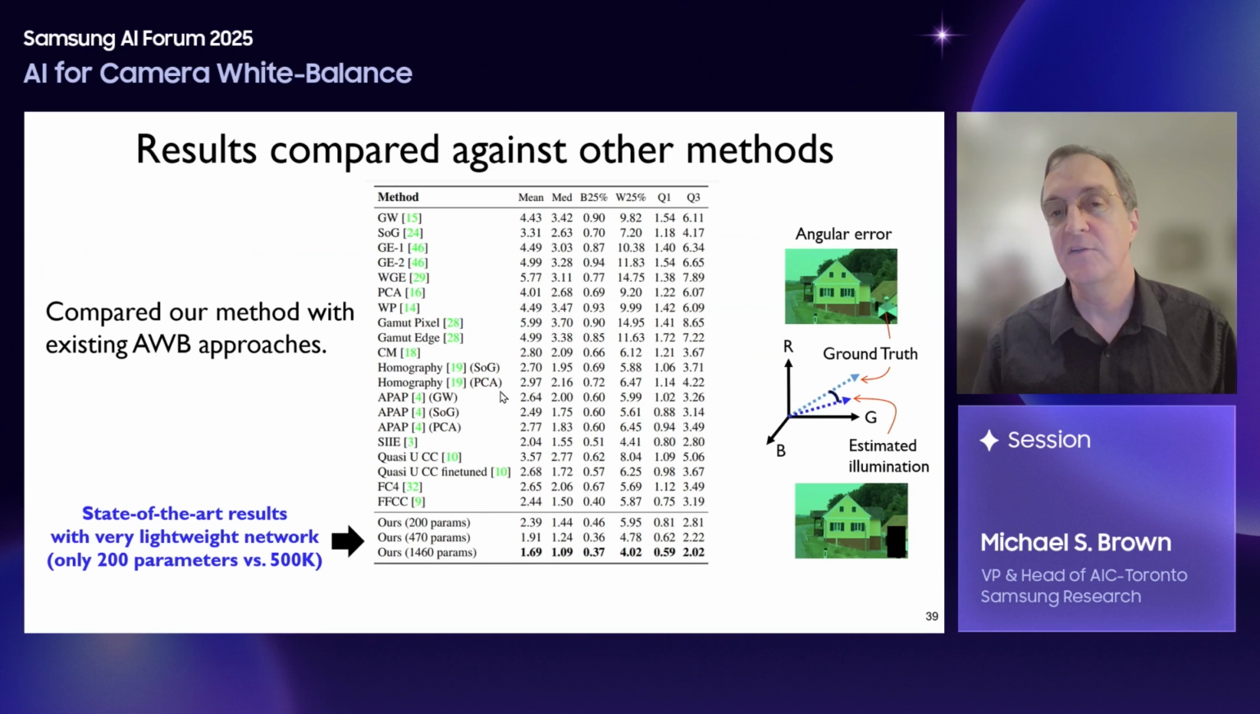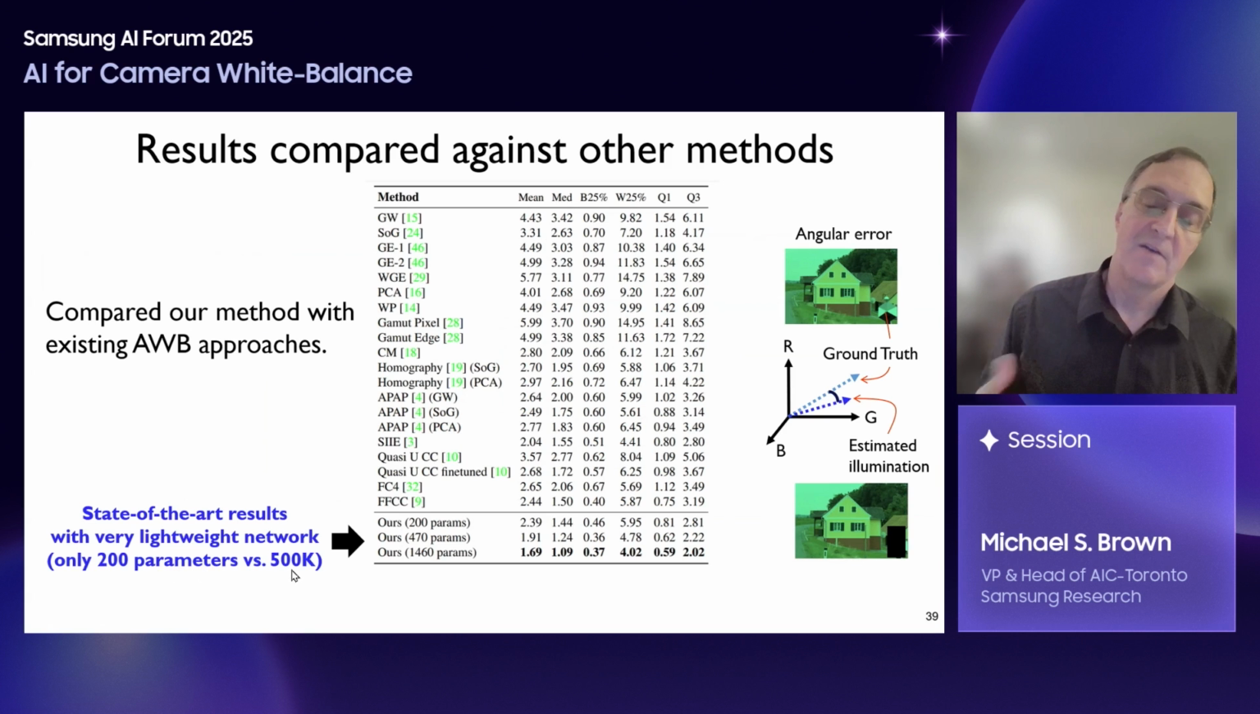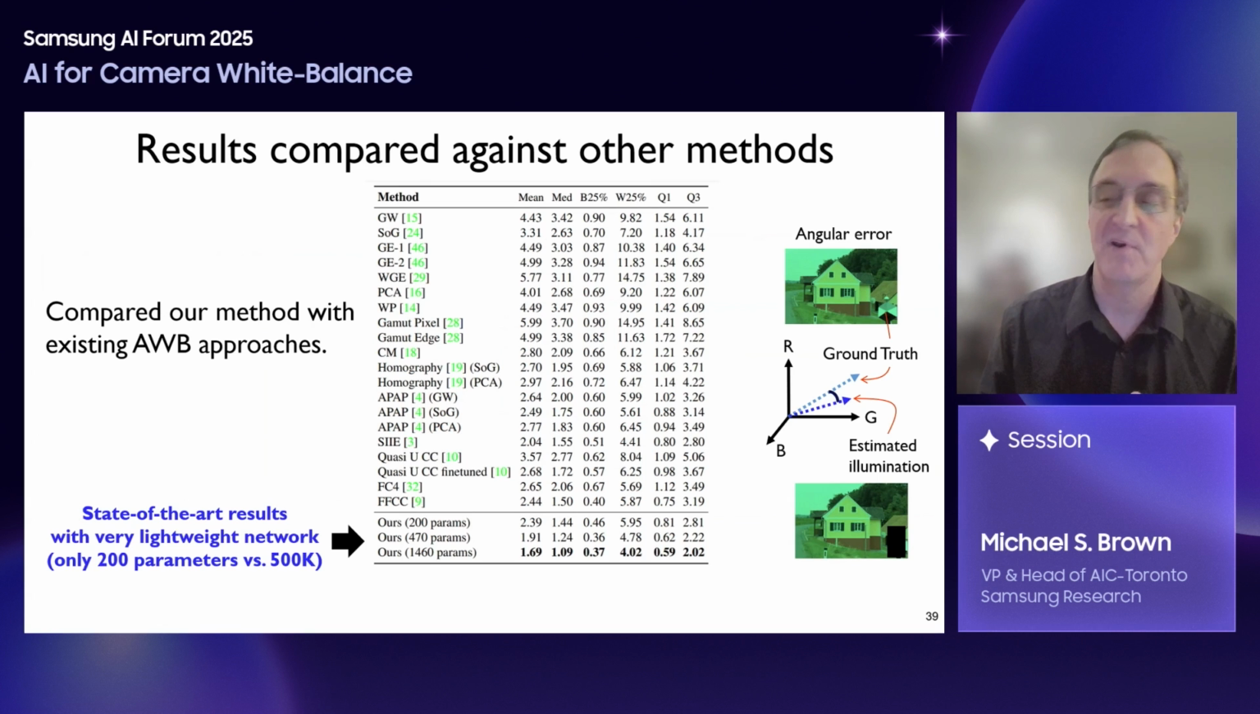So what you can see is compared to all of these methods, our two-camera white balance method gave the best results. But what's even more interesting is our network is so simple that we only had 200 parameters. So compared to these other deep networks that have 500,000 to 5 million parameters, we only have 200 parameters, and we can do this very quickly.